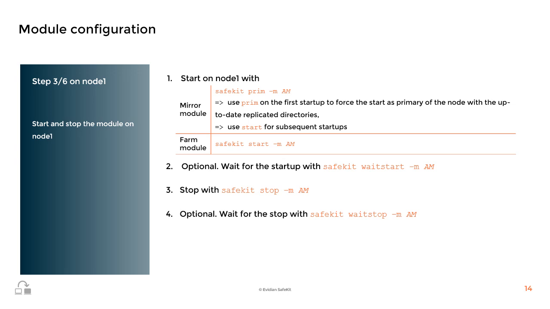For subsequent startups, use the safekit start command because safekit remembers the node with the up-to-date data. For a farm module, use the safekit start command. Secondly, optionally, you can wait for the startup to complete by using the safekit waitstart command. Thirdly, stop the module with the safekit stop command. Fourthly, optionally, you can wait for the stop to complete by using the safekit waitstop command.